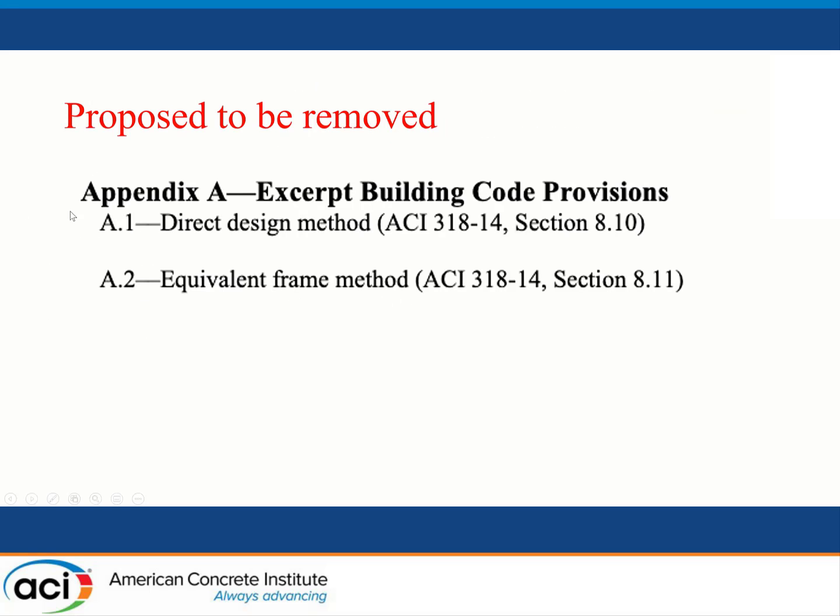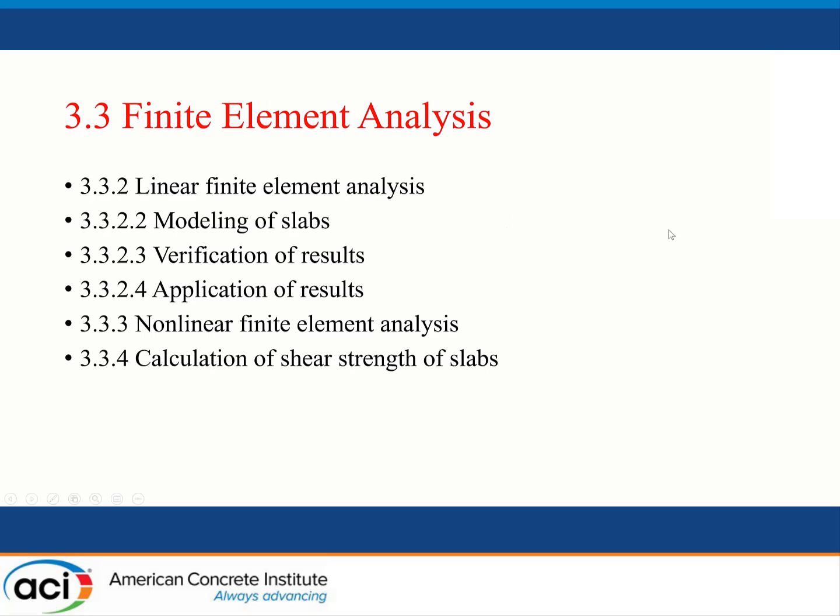So appendices, we had two appendices that talk about the direct design method and the equivalent frame method. Those are proposed to be removed. So far we don't know if this is going to happen or not. Finite element analysis. So we had chapter 3 in this guide, which covers the different analysis methods for two-way slab systems. In the previous edition that was published in 2015, we had a brief description of each analysis method.